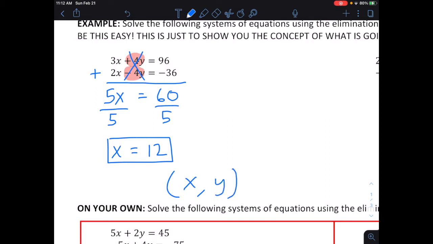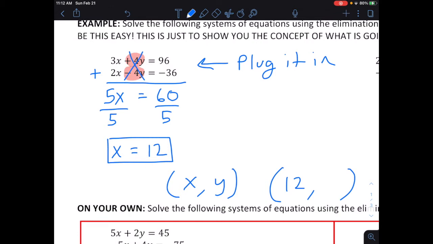For the x, we have 12. So I'm going to write it as 12 comma something. We're going to figure out what that something is for y in a second. The way we're going to do it is we're just going to take that 12 and plug it into one of these. It doesn't matter which one we plug it into, because we're going to get the same y value no matter what. However, one of them might be easier than the other.